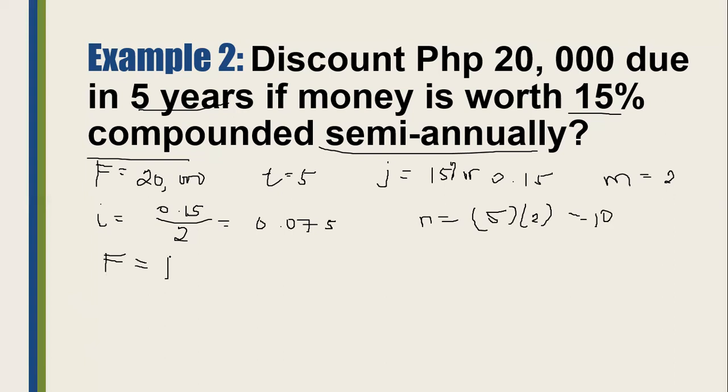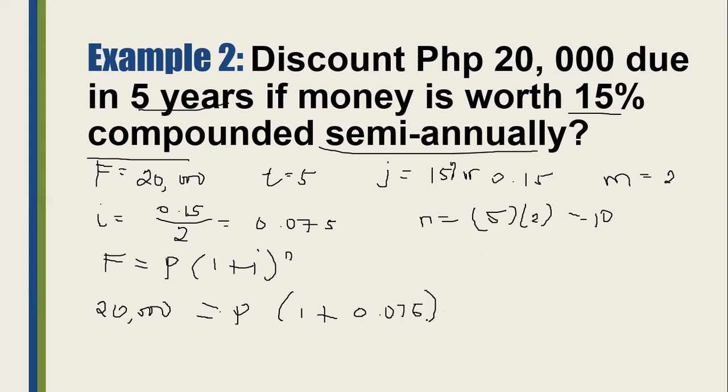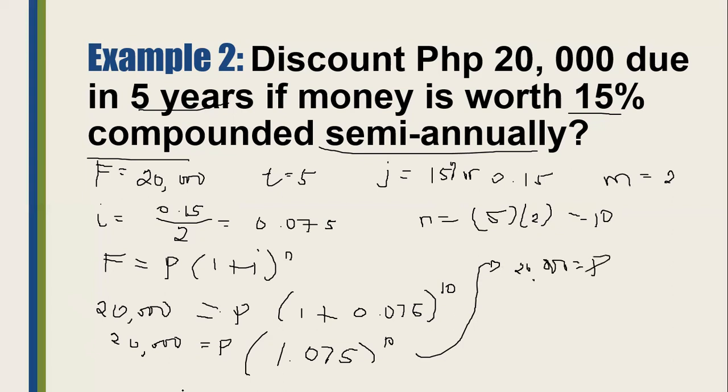Formula, F is equal to P multiplied by quantity 1 plus I, quantity raised to N. We have our F, which is 20,000, equal to P, then 1 plus our I, which is 0.075, raised to N, our N is 10. 20,000 equal to P, 1 plus 0.075, so 1.075 raised to 10, so we have 20,000 equal to P times 1.075 raised to 10.